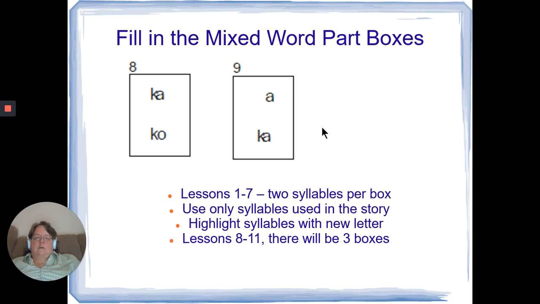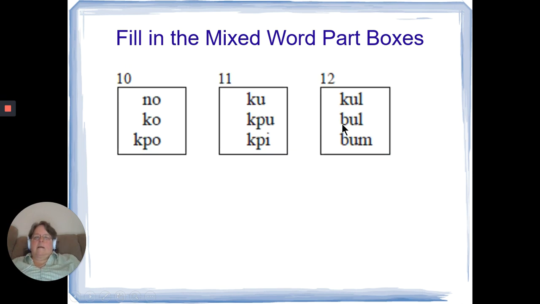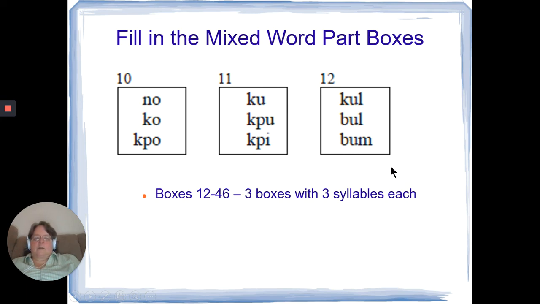Now, lessons 8 to 11, there's going to be 3 boxes, but you will still only have 2 syllables per box. Then we get to lessons 12 to 46. We're going to have 3 boxes again, but we will have 3 syllables per box. But that's all we do with our syllable work. We don't want to get too much going on for the new reader, otherwise it gets too difficult.